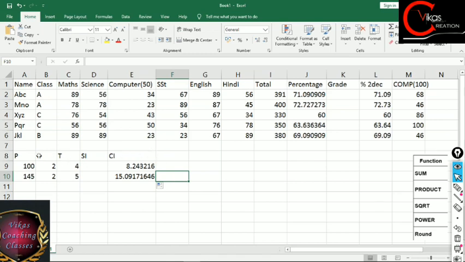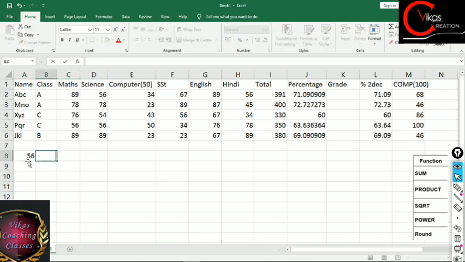Let's take one more example. Suppose you have to calculate the area of a square. Fine. And the values are given like this, or suppose, so in case you have to calculate the area of a square and the side is given here like 56, or let the side be 99 or some other, so in that case we can use the POWER function.